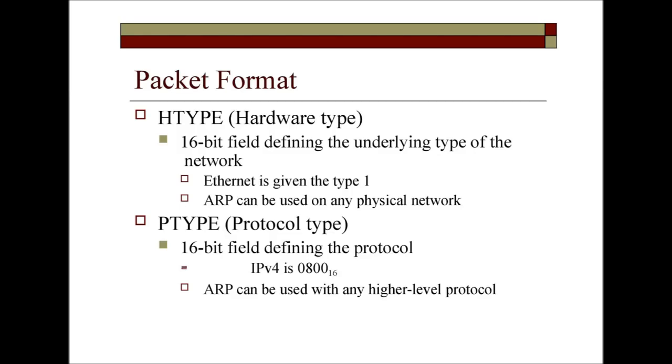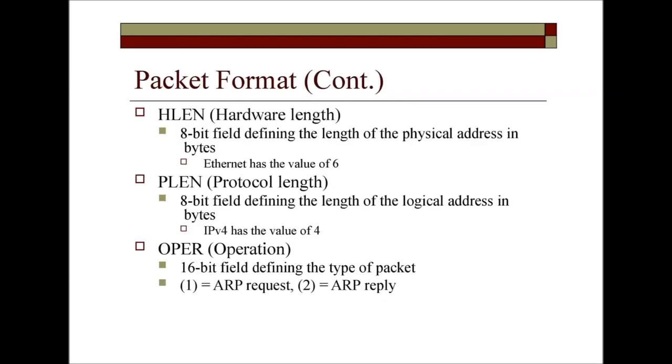And second is P type, which is protocol type, and a protocol which is IP version 4. So 16-bit field defining the protocol. IP version 4 is 0800 base 16. ARP can be used with any higher layer protocol. So any network which is deployed on IP based, we can use ARP over there. Packet format, this is continued topic till the end of lecture.